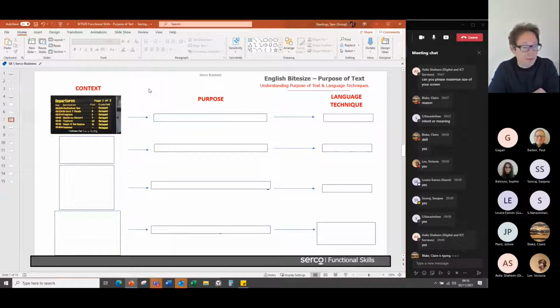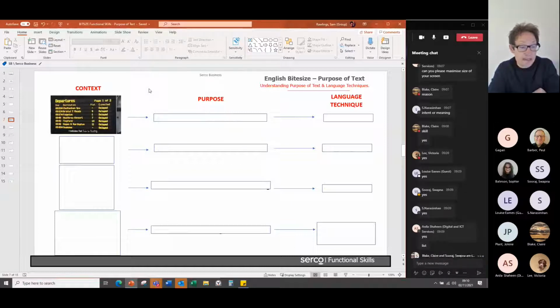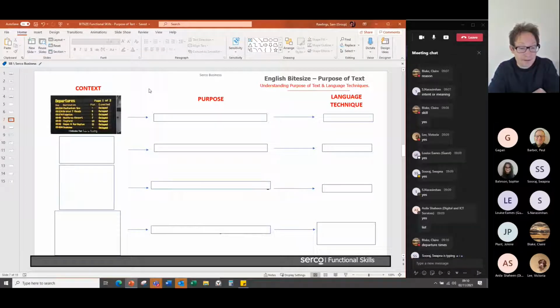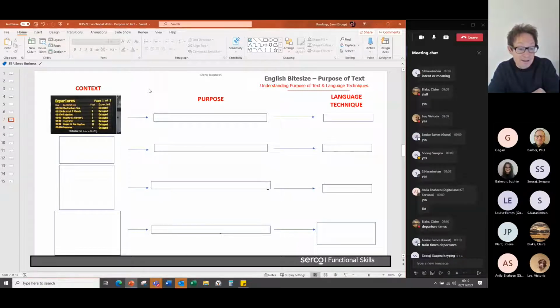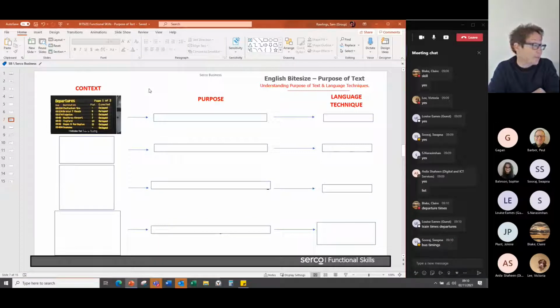What is that a picture of? It's a list. Where would you see that normally in real life? Exactly. Good. So it could be a bus, could be a train. It's basically a timetable, isn't it? So a bus or a train timetable. I think this is actually a train timetable.